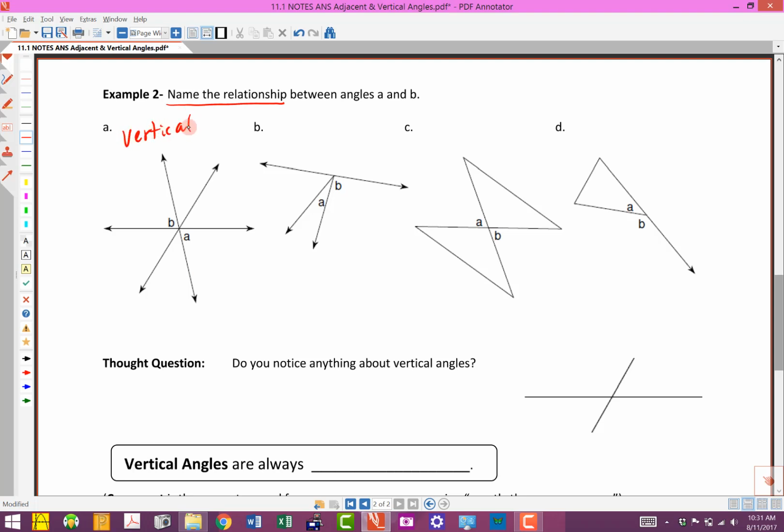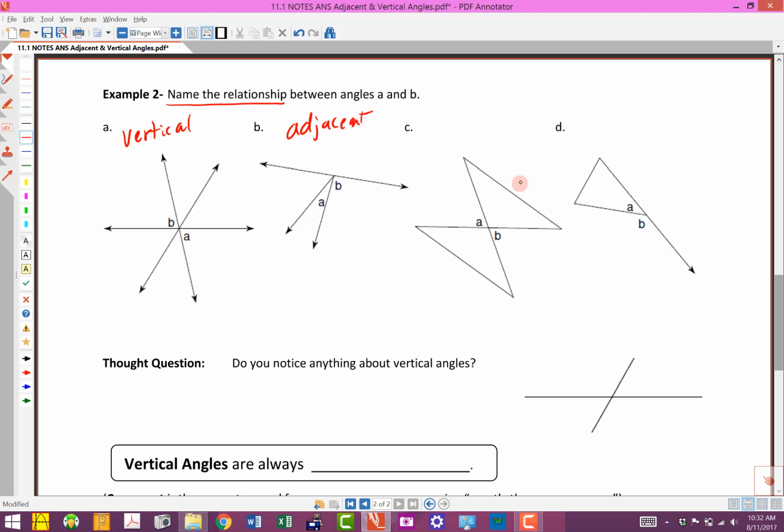Vertical, make sure you're spelling that correctly. If we take a look at the two of these, now there's an extra line on here, so we've got a straight line here, there's 180 degrees on one side of the straight line, but the only thing we're interested in here is the fact that those two things are right next to each other. So angle B is right here, angle A is right here, and they share that side right there. So these are adjacent. So those are adjacent angles. That's the best name we could give to this.